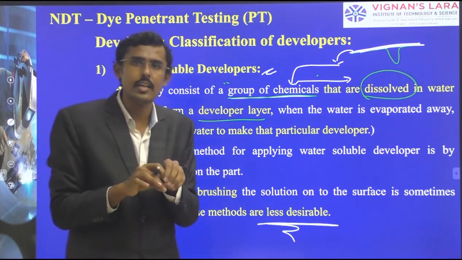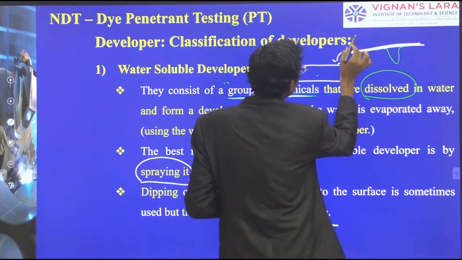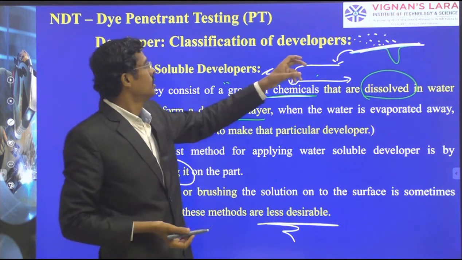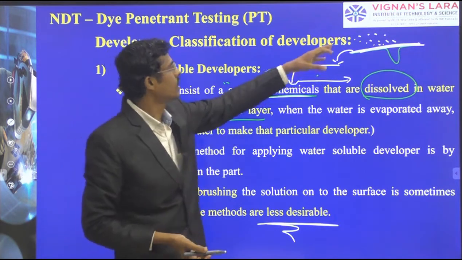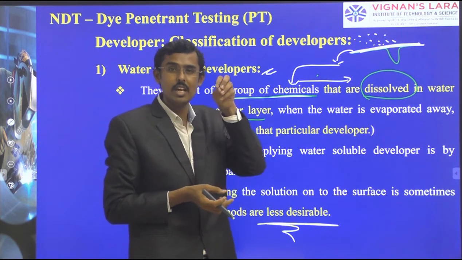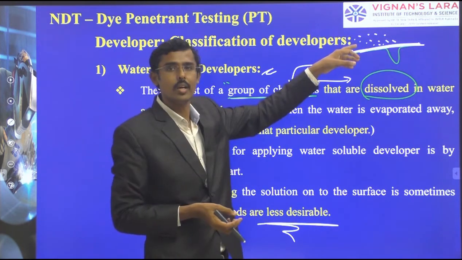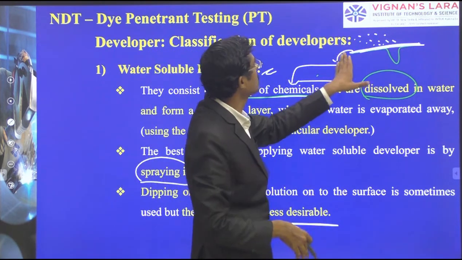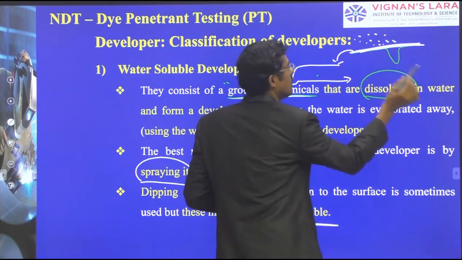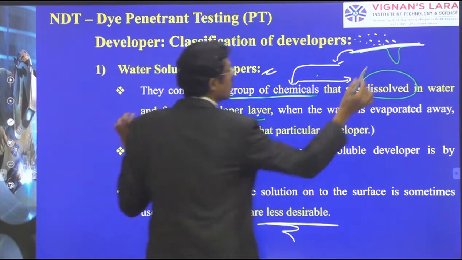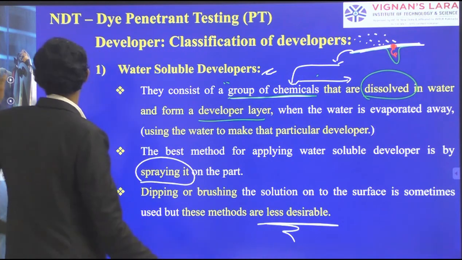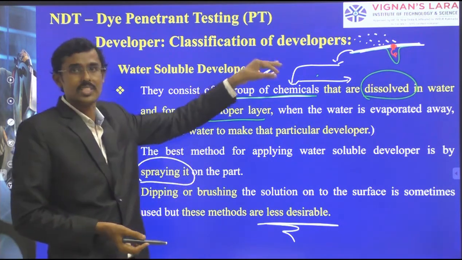When it is dry, hot air is passed over there. Here, when I am passing the dry hot air, what happens? It is already dissolved there. When the hot air is passed, water is going to evaporate, but the dissolved chemicals will be staying back there. So it came as a solid powder and it is going to absorb the penetrant which is here. So it is known as the water soluble developer. Everything is going to evaporate, only powders will be staying back.